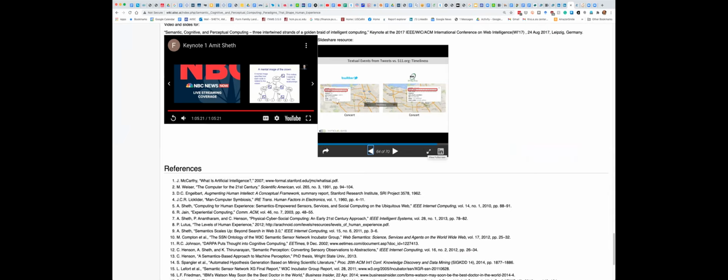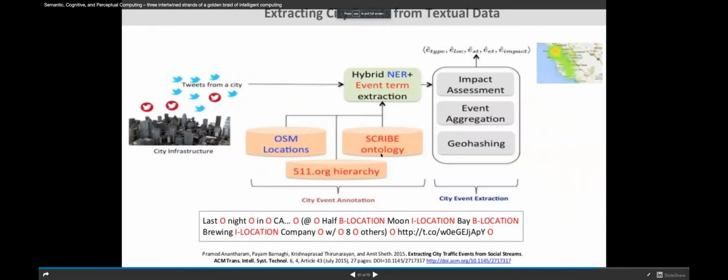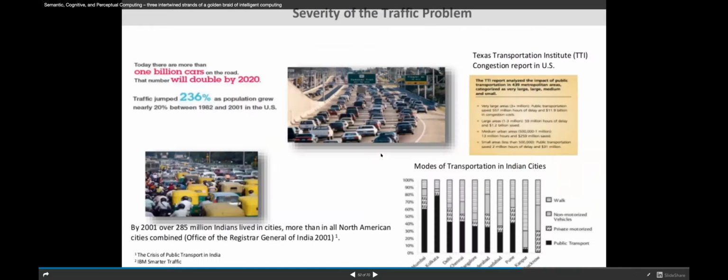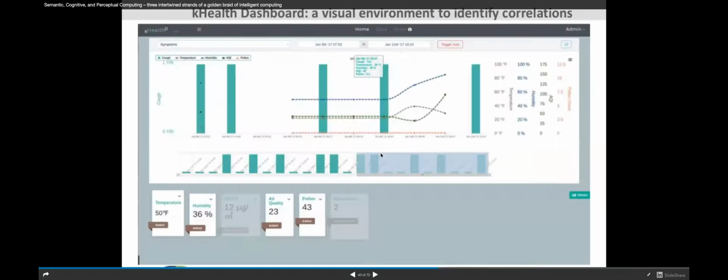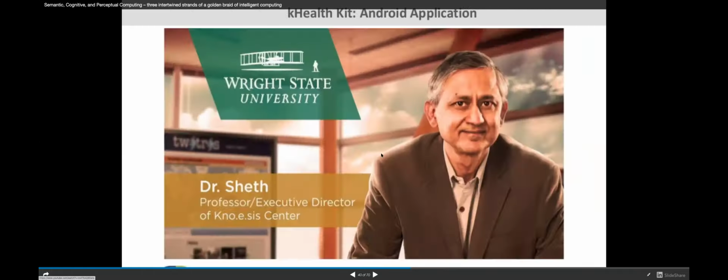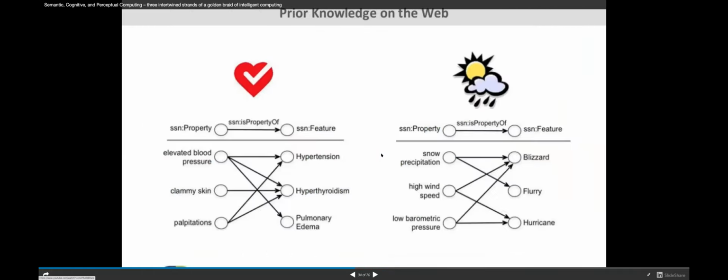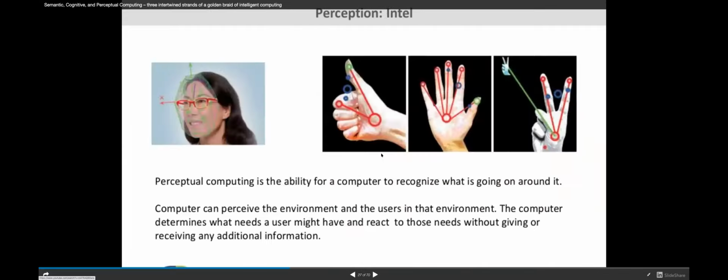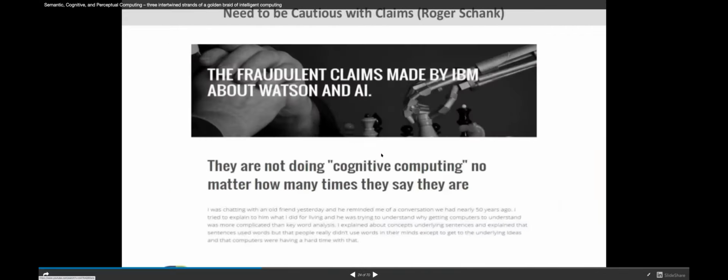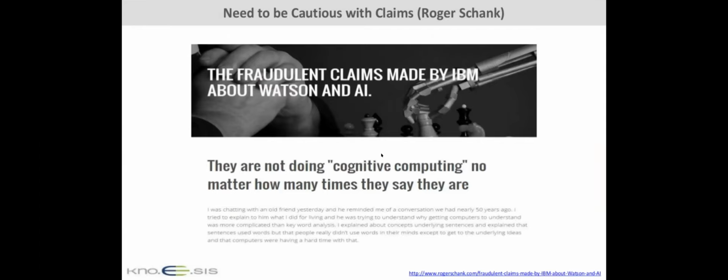So it's part of the semantic cognitive perceptual. I don't know what article you're talking about, but in the slides, that article that you mentioned on the slide, where the guy said it's not actually cognitive, no matter how much they say it is. Yes. Can you explain why it's not? Was it the reason that I said that it doesn't actually learn from itself?